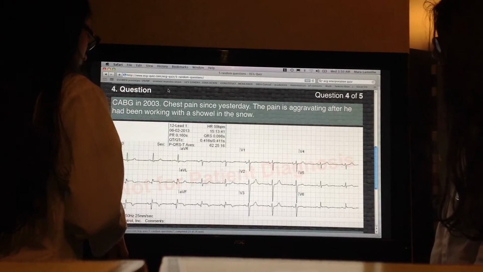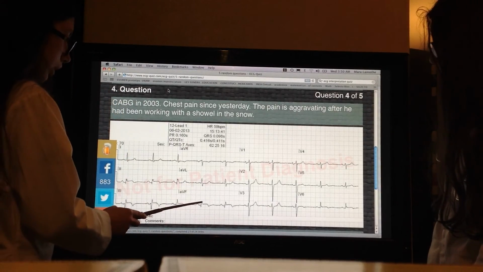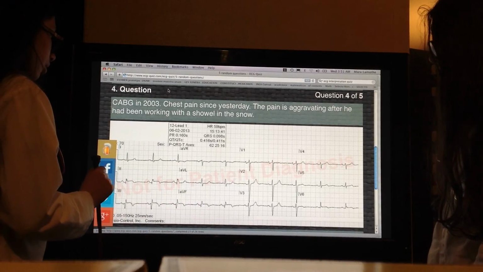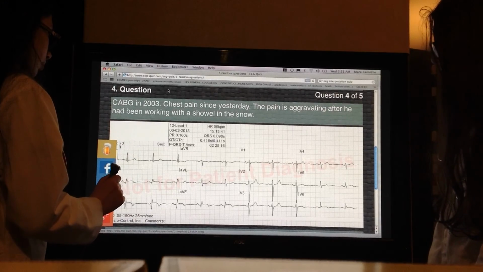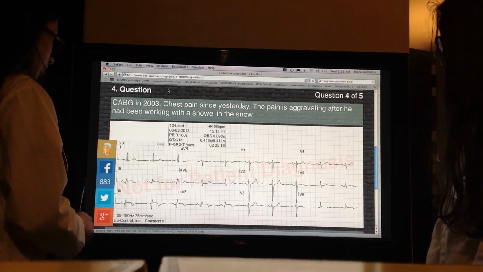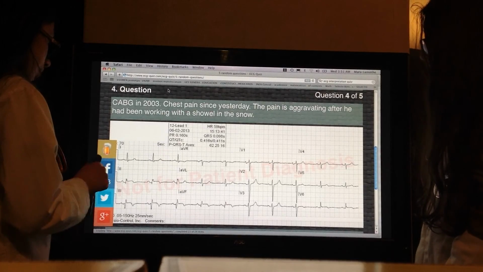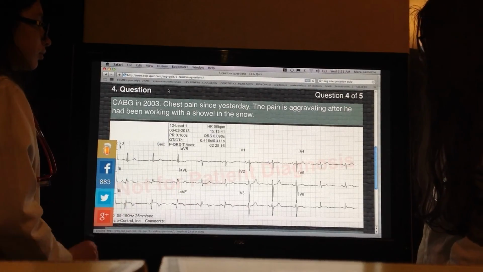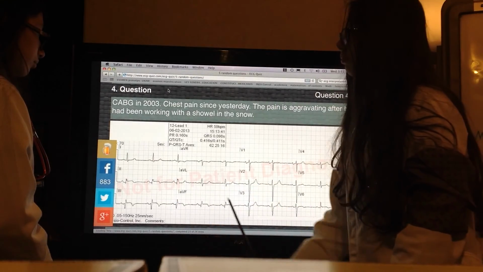So we have ST elevation in D2, D3, maybe a little in aVF. So this is a STEMI of the left ventricle in the inferior wall. So it's the posterior descending artery, and we also have Q waves in D2, D3, and aVF. And we have sinus bradycardia.